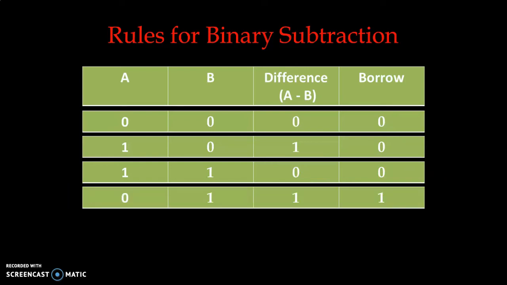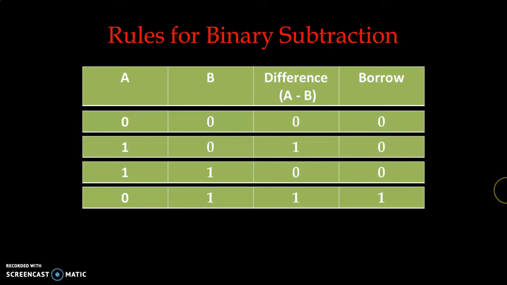The last condition, that is 0 minus 1. In subtraction, this condition is very important because 0 is a smaller value and 1 is a larger value. So 0 minus 1, the difference is 1, but at the same time, because 0 is a smaller value, we have to take the borrow. So the difference is 1 and the borrow is also 1. So this condition is very important and you should always remember it.